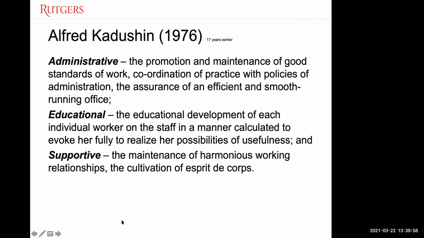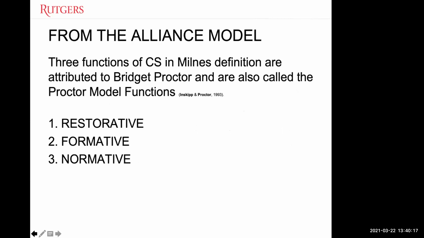Interestingly, Alfred Kadushin, 17 years earlier, came up with these three: administrative, educational, and supportive, which are the same three, but they don't rhyme. And so Alfred got ripped off by Bridget Proctor, and he should have too, because it's much better to have them rhyme. So let's say them one more time: restorative, formative, and normative.